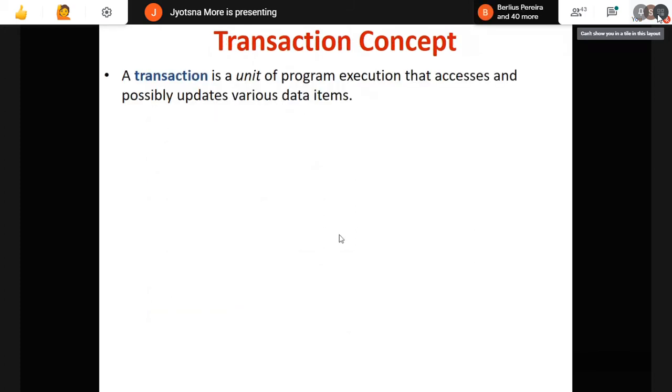What is a transaction? First, the definition of the transaction. You must have handled the banking system and all that, right? In banking, how does a transaction take place? In the same way, a transaction is nothing but a unit of program execution. What happens? We are withdrawing or depositing some money in a bank account. We are doing some program for that, some action we are performing over there.